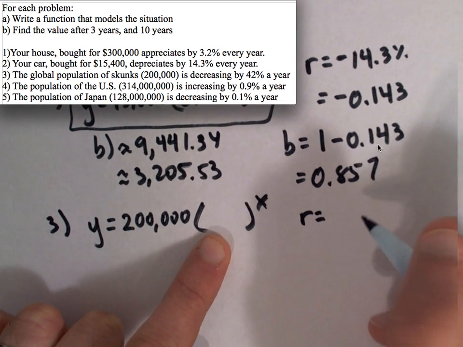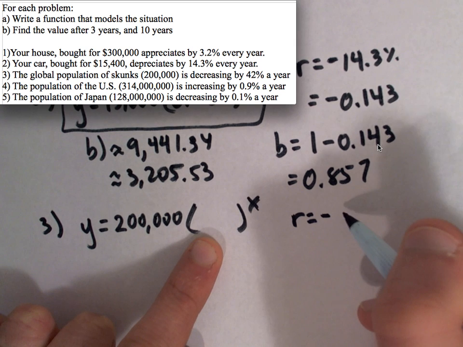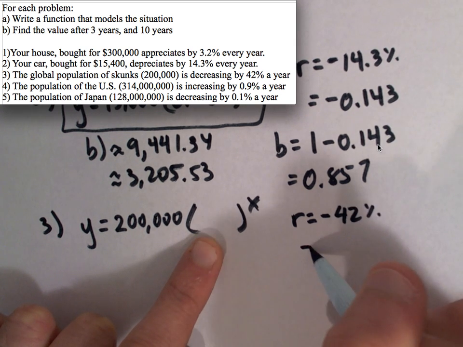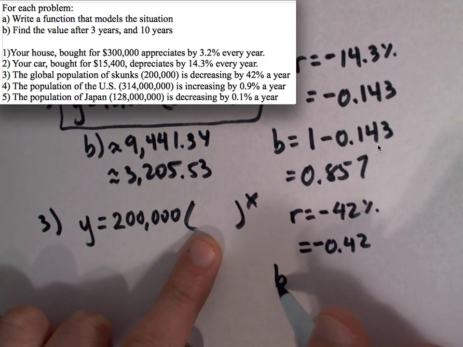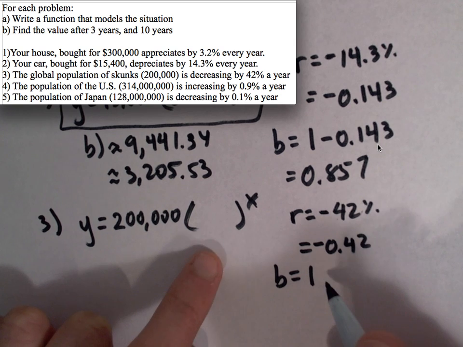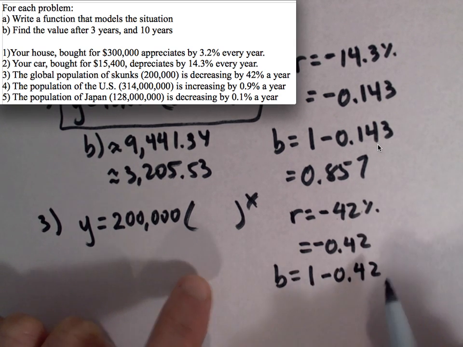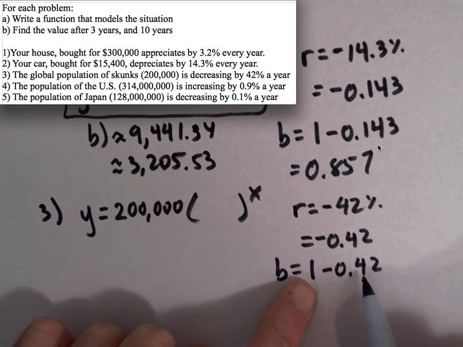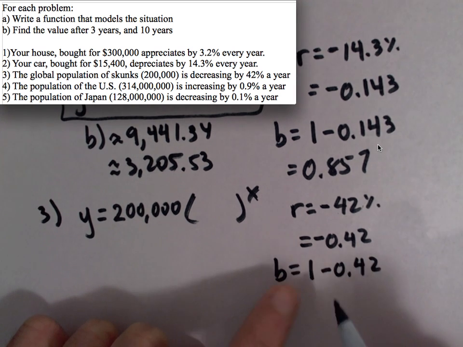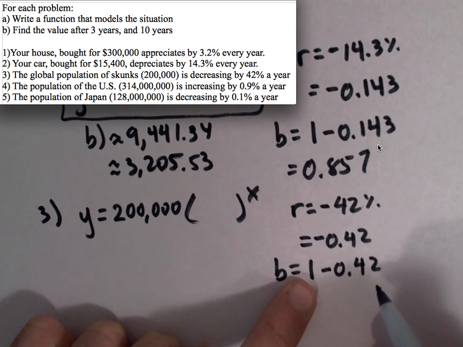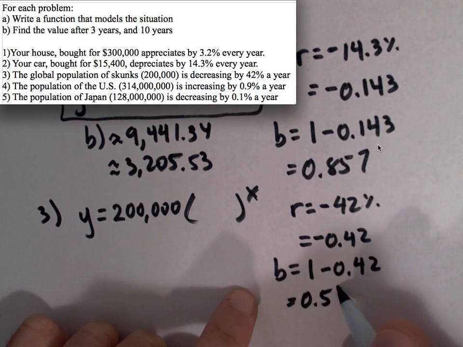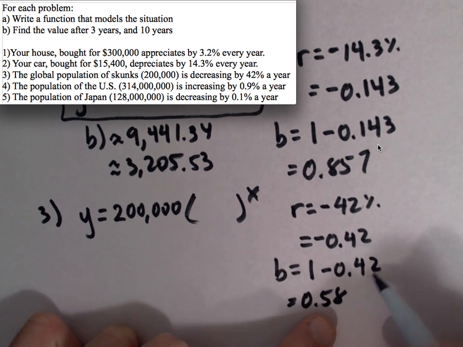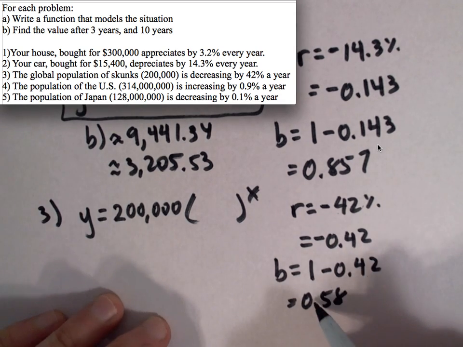So first, our rate is decreasing. It's decreasing by 42%, which means if we shift that decimal twice, that's minus 0.42. Okay, so let's find our B. B equals 1, it's decreasing, minus 0.42. So let's just think if this is like 100 minus 42 hundredths, or 1 minus 0.42, so that's going to give me 0.58. You can check by adding, so 0.58 plus 0.42 equals 1.